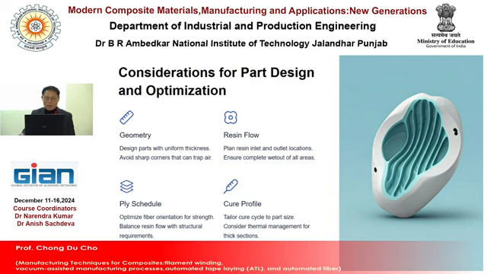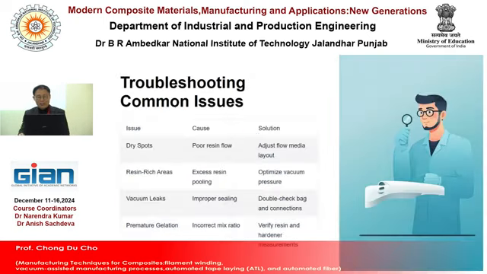Right? And the consideration for part design optimization: geometry, resin flow, ply schedule, and cure profile. And the troubleshooting of common issues: the dry spot, resin rich area, vacuum leak, premature gelation. This kind of issue is very commonly encountered during vacuum assisted composite manufacturing.